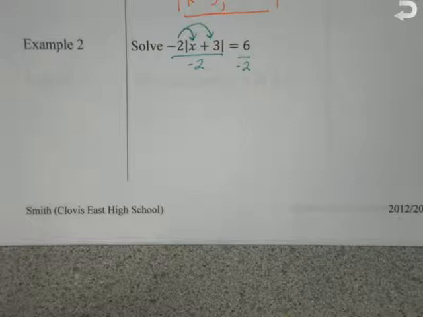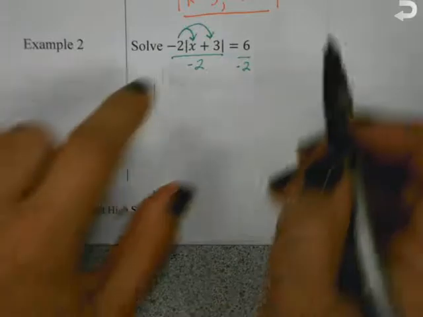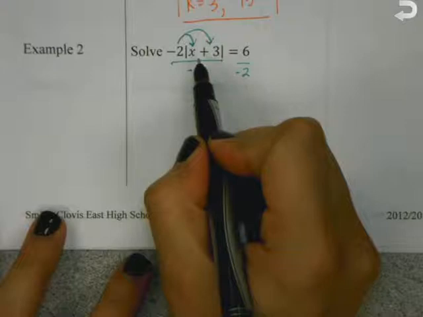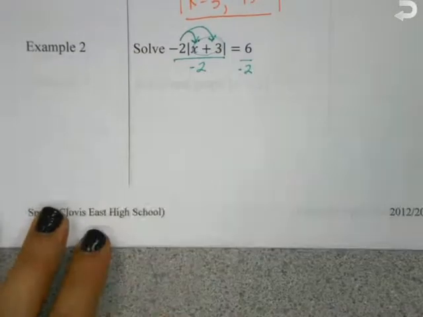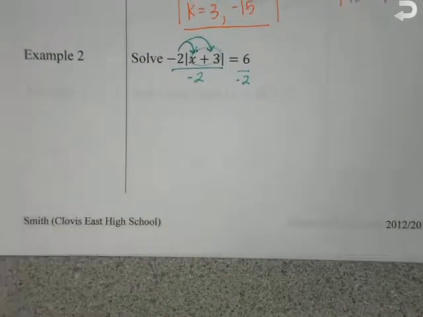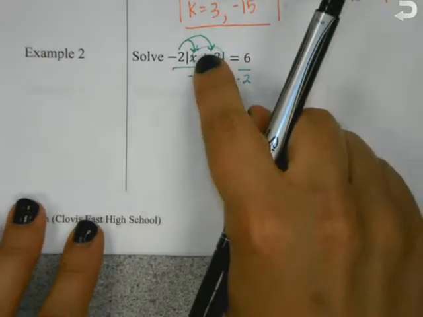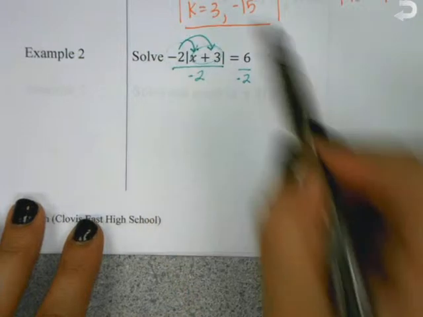Why don't I distribute? Absolute value bars work like parentheses. They keep everything on the inside together. However, whatever is inside the absolute value bars, that's the distance we're looking for. If we distribute that negative 2 in there, all of a sudden we're doubling the distance of each thing, right? We can't do that. We have to keep it the same. So do not ever distribute.